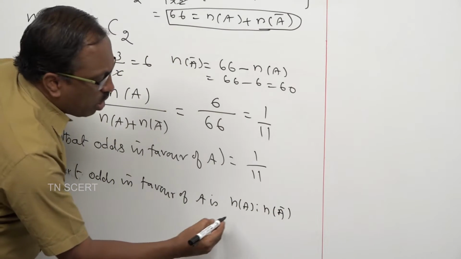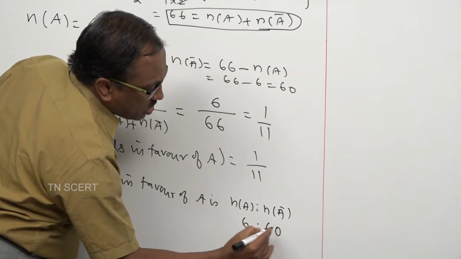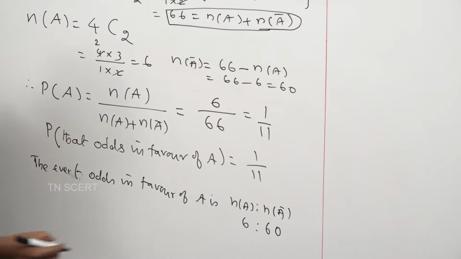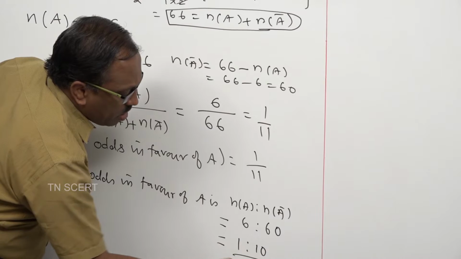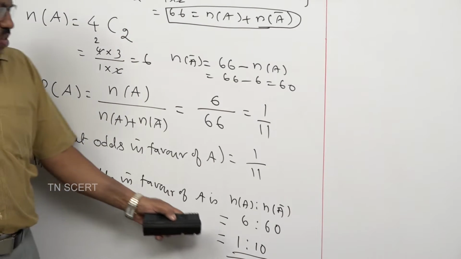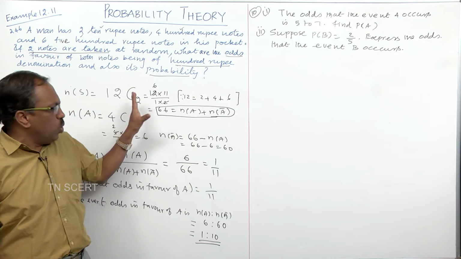Here, n of A is how much? 6 is to 60, that means it is nothing but 1 is to 10. So, the odds in favor of A is 1 is to 10. So, this problem is over.